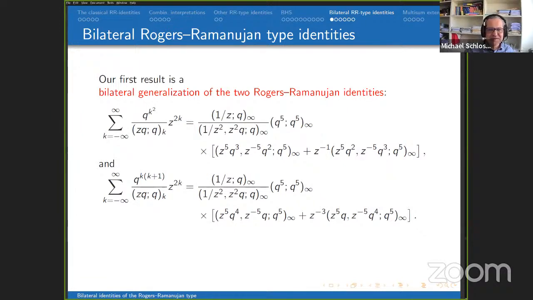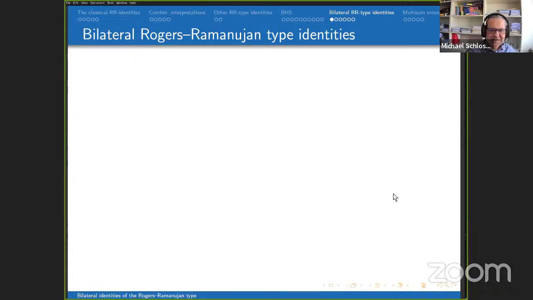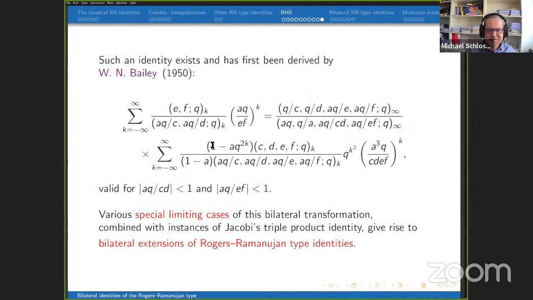So here's the first result. It's a bilateral extension of the two Rogers-Ramanujan identities. So we have the one identity and the companion identity. On the right-hand side, we have a product with two terms. Why do we have two terms? Because we have two terms here. We have the one and then minus another one. So suppose we don't have these q-shifted factorials, we can apply the Jacobi triple product, and then we have a second term. Typically, it's like that.